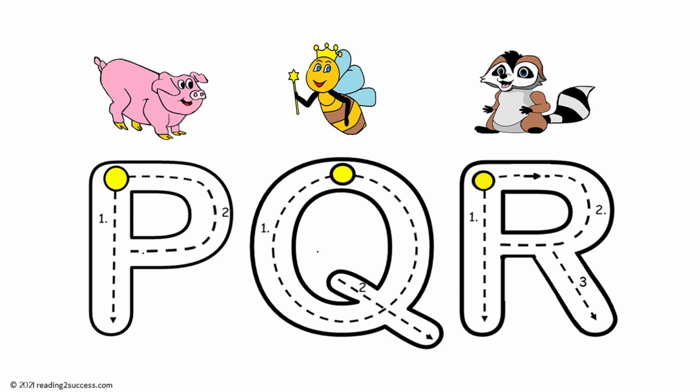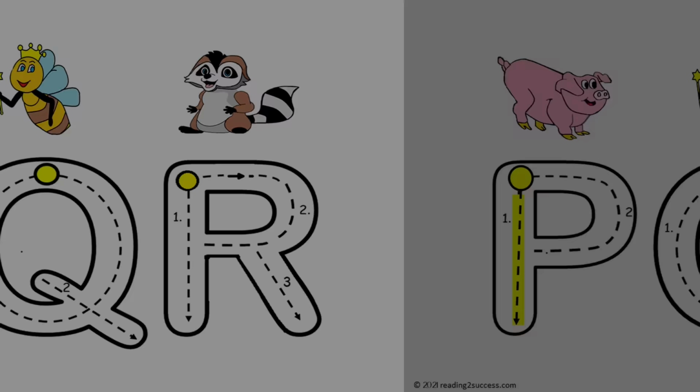The next letter card has the letters P, Q, and R. They are all consonants. P makes a P sound for pig. Q makes a Q sound for queen, queen bee. And R makes an R sound for raccoon.